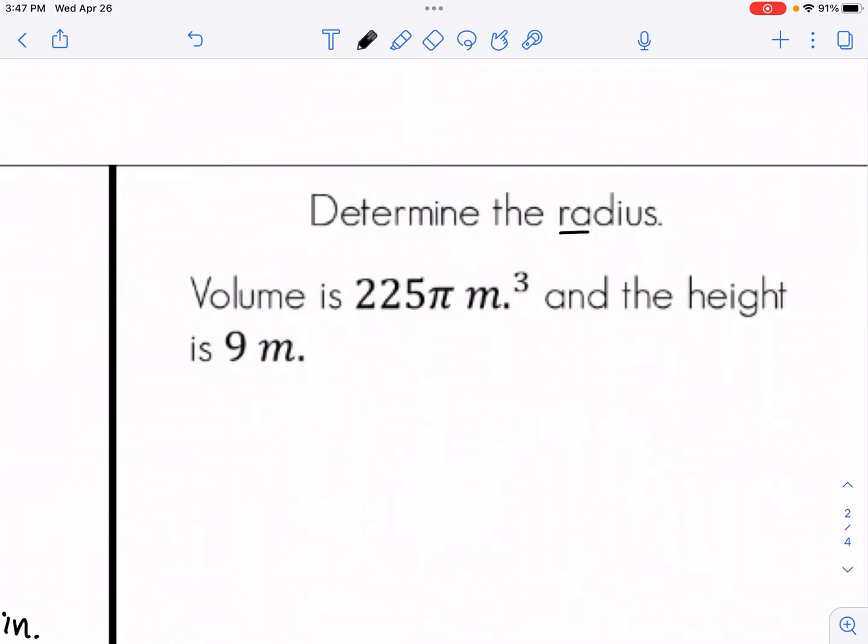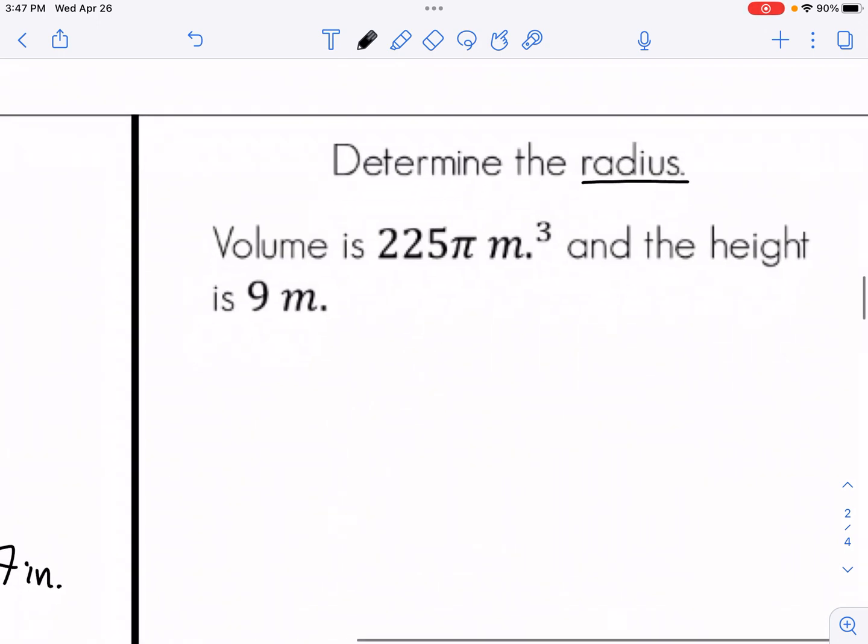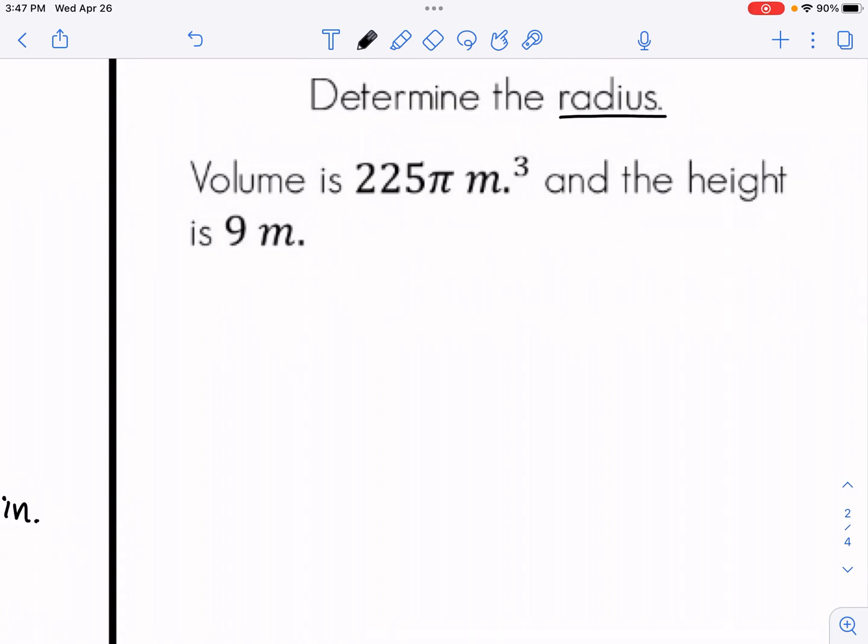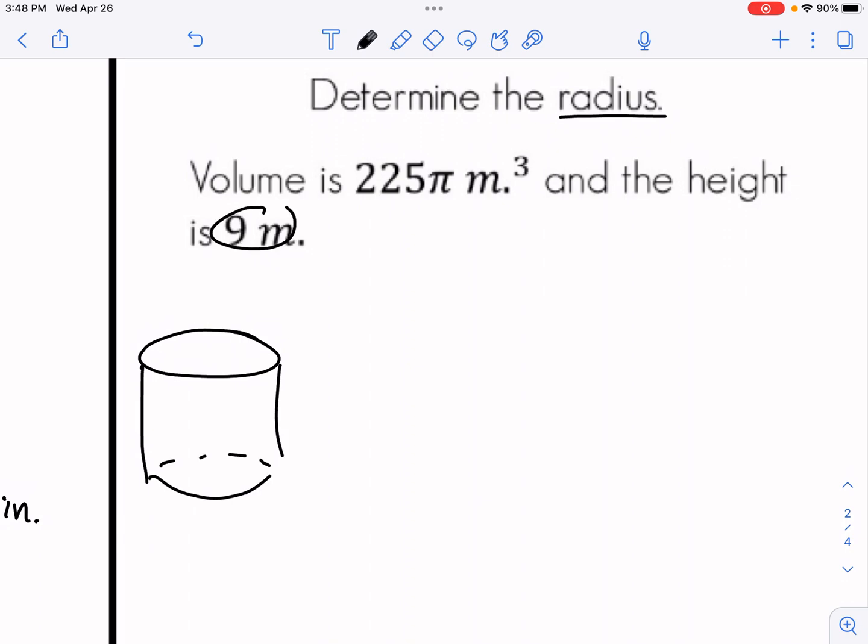And for this, we do not have an image to look at. That's fine, but we just have to be careful with this. If you want, you can draw an image. I'm not sure how this would look, but let's say something like this. We know that the height is 9 meters, so I'll put 9 m. We do not know what the radius is, so I'll just put r.